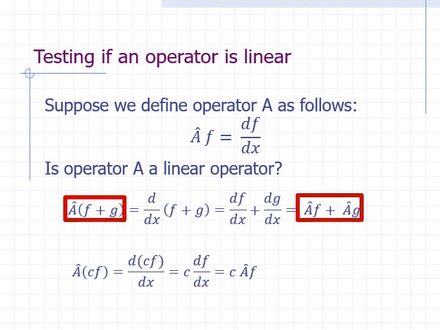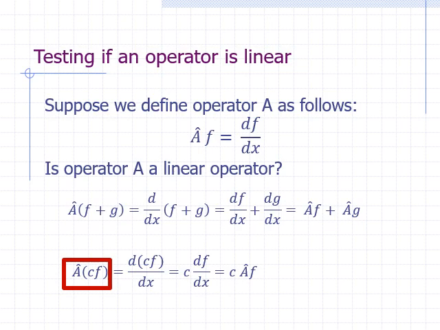We apply operator A on a constant times some arbitrary function, shown here as constant c times function f. Applying operator A on c times f means taking the derivative of c times f. The rules for derivatives say you can pull out the c when you take the derivative of c times f. But the derivative of f is what you get when you apply operator A on f. Therefore, the second condition is satisfied. A applied on a constant times f is equal to the constant times A applied on f. So, A is a linear operator. The answer is yes. Both conditions are satisfied.